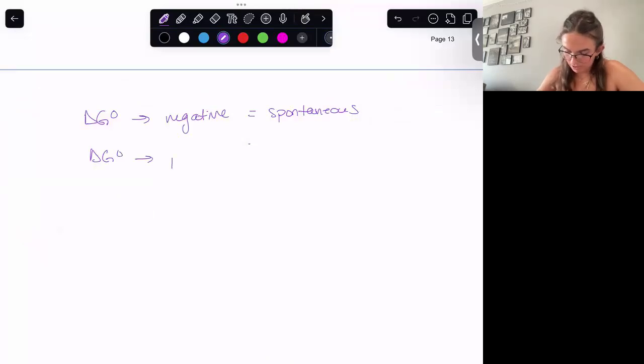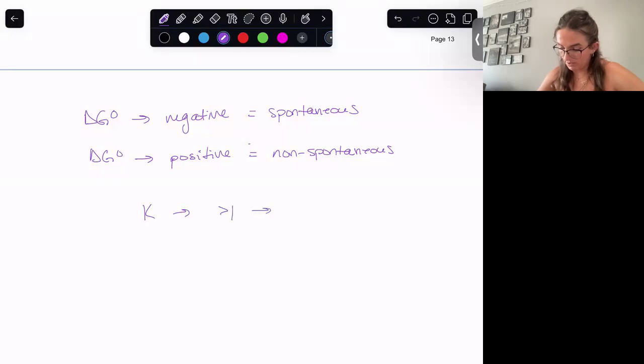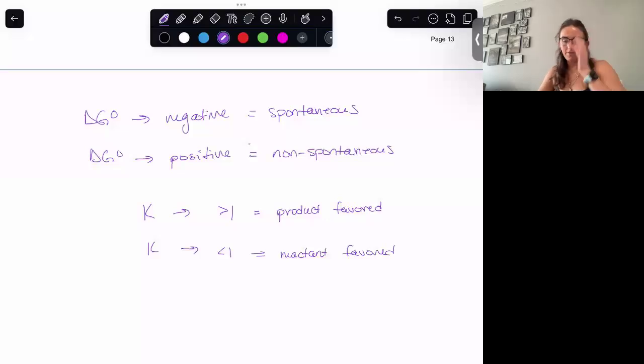Okay. So when we talk about delta G, we know that a negative delta G means that it is spontaneous. And if we have delta G that is positive, equal and opposite, that is non-spontaneous. When we're looking at delta G's, we can also look at K's. For K, the equilibrium constant, if this is greater than 1, then that means it is product favored. And if K is less than 1, then that means this is reactant favored. If something is product favored, then we also know that it is spontaneous.